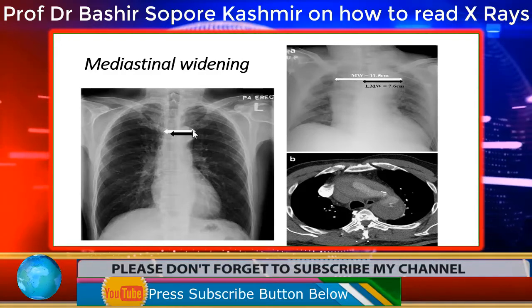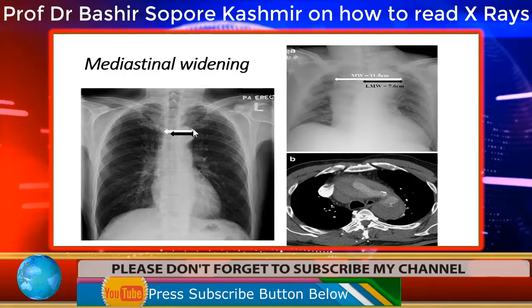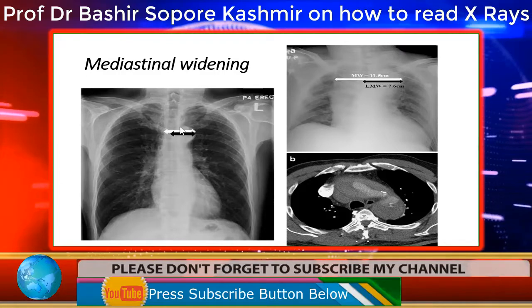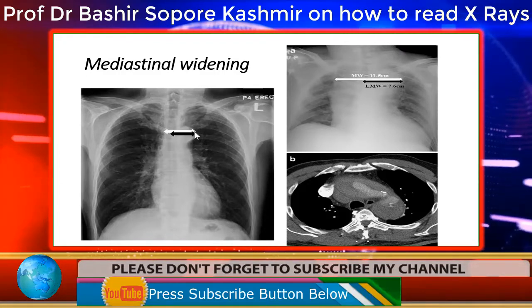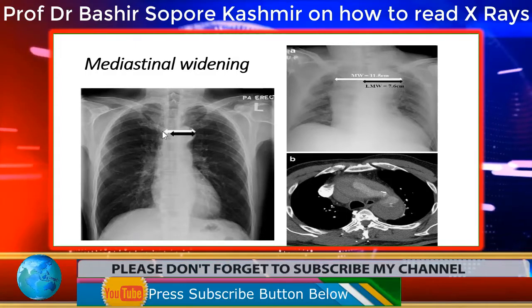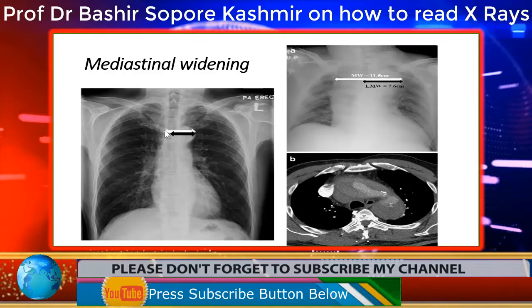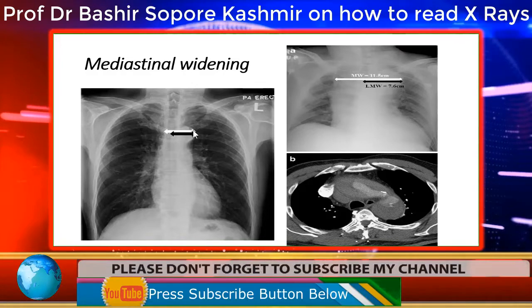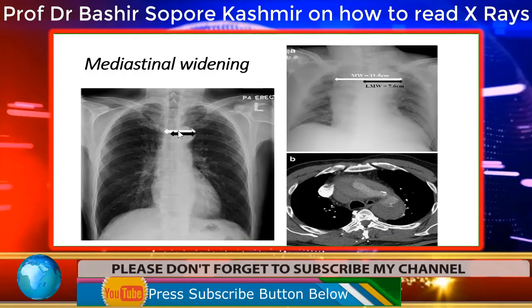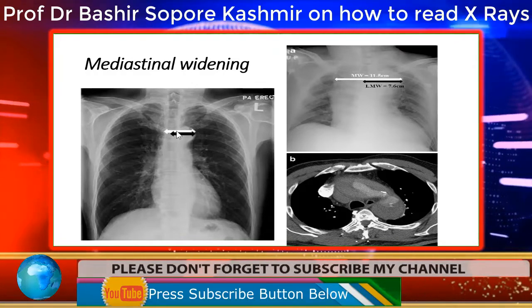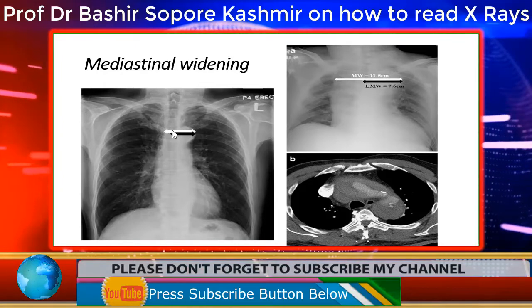So if you measure here, this is the aortic knuckle, right? Or this is the aortic arch. So you measure from this point to this point and see how much the distance is. If the distance is more than 8 centimeters, then only we say there is mediastinal widening.